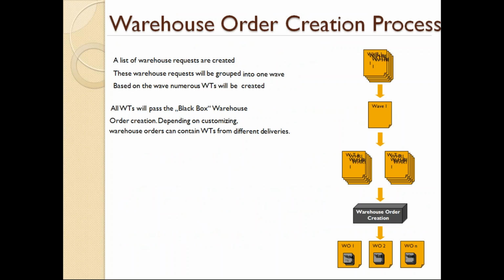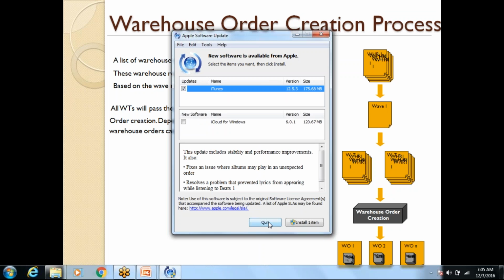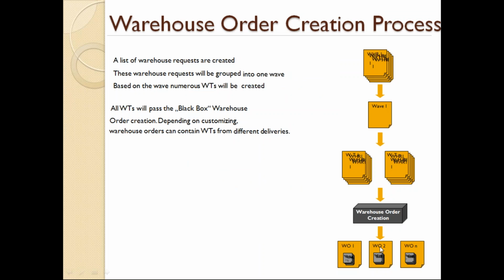Just a recap: we had gone through the process through wave where we saw this diagram. We grouped together a list of outbound deliveries based on the time they are supposed to be picked, and we group them into a wave, and the wave is released. Tasks are created, then all the tasks go through some black box setting, right? This is the black box, what happens within it, or how these tasks are grouped together. And we get warehouse order 1, 2, 3, depending on our setting.